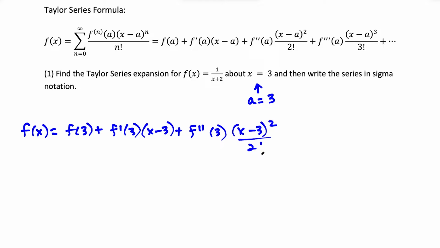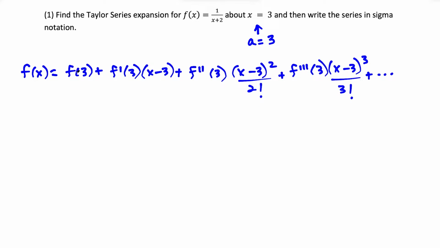For this part here, there's just a lot of a values that we have to replace with 3. And then next we're going to have f triple prime of 3, multiplied by x minus 3 to the third over 3 factorial. This will continue on, but we could stop here because after the third derivative at 3, the pattern should be obvious. So now for the next step, we have to find f of 3, f prime of 3, f double prime of 3, and f triple prime of 3.